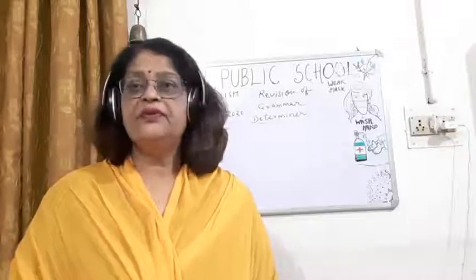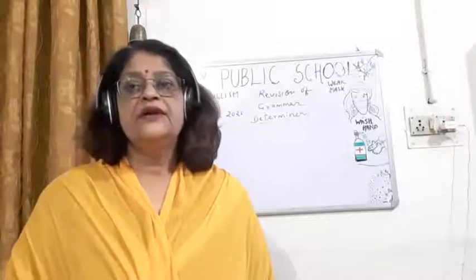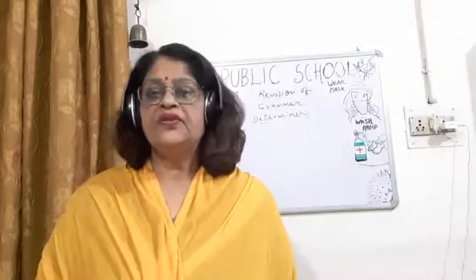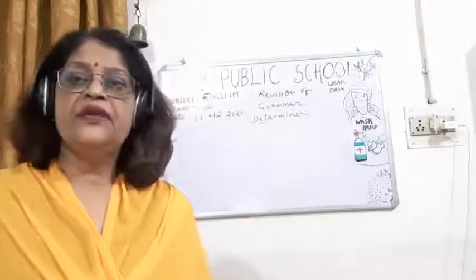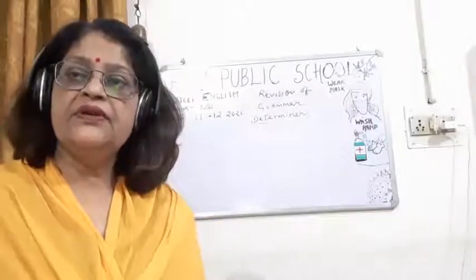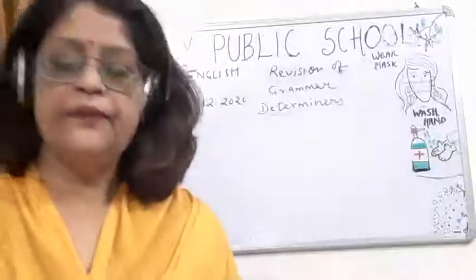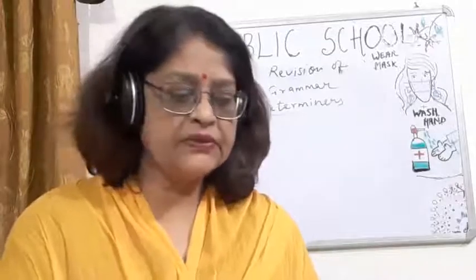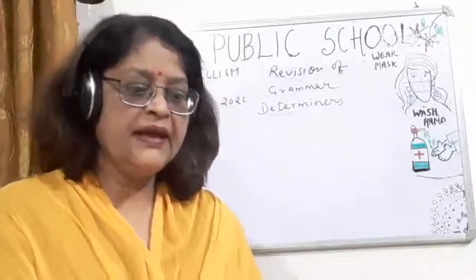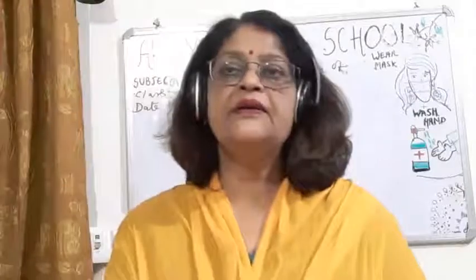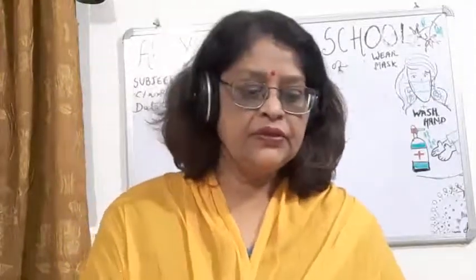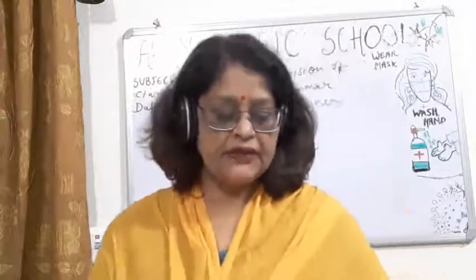And what is a noun? I think everybody knows what is a noun. Noun is the name of a person, place, animal or thing. So what is noun? Noun is the name of an animal, place, person or thing. Okay. So what is a noun, student? Noun is the name of a person, place, animal or thing. And what is a determiner? Determiner is a word which is used before noun. Now there are 8 types of determiners.